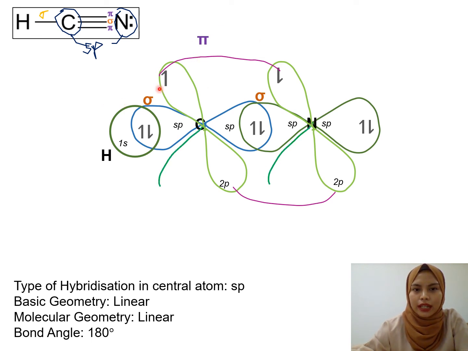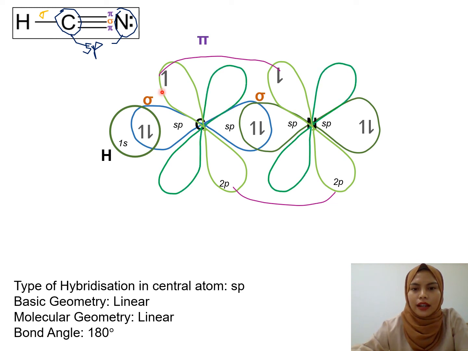And the next pi overlap ialah I will draw another sets of p orbital di carbon atom dan juga nitrogen atom, and p orbital ni di carbon atom ni milik 2p, sebab bila I buat kira valence electron of the carbon atom, I jumpa ada satu valence electron dekat 2p unhybridized orbital, and also ada satu single electron di 2p unhybridized orbital di nitrogen atom.